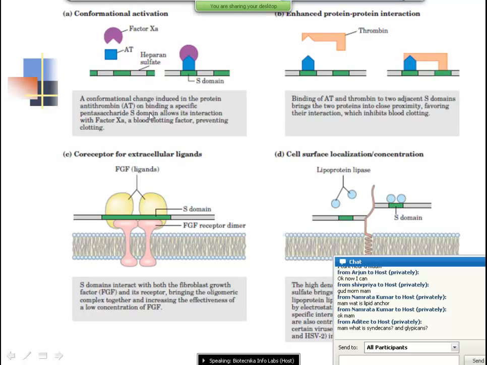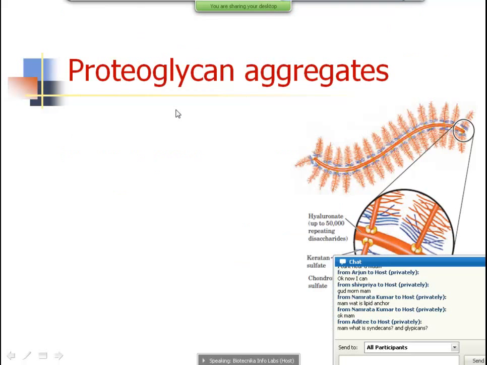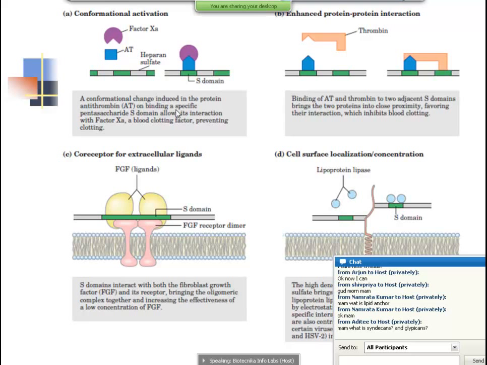So here, if you look at how the heparan sulfate interacts with the various proteins, there are several ways in which these syndecans will interact with the various proteins. So if you see here, you have the heparan sulfate having the S domain. One way in which it can interact is by inducing a conformational change in the protein which interacts with it.